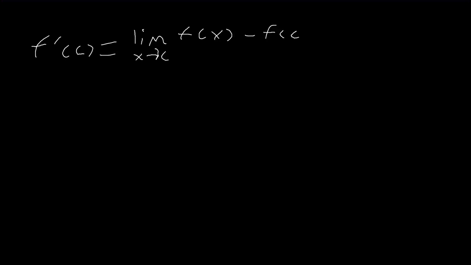So the formula for it is just f prime of c, the derivative at point c, is equal to the limit as x approaches c of f of x minus f of c all over x minus c. So what does this formula actually mean though?